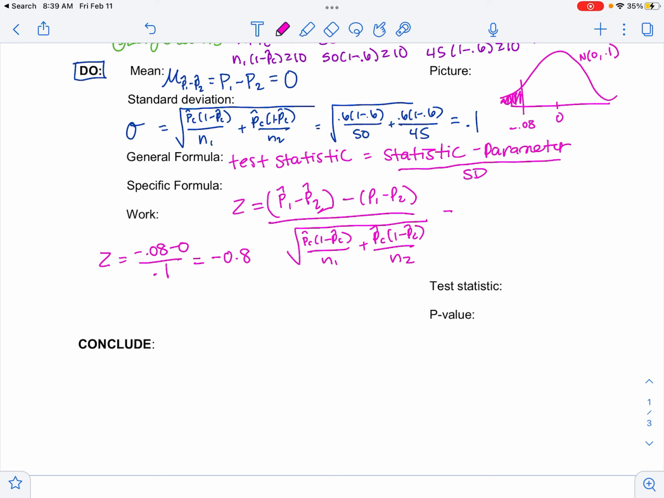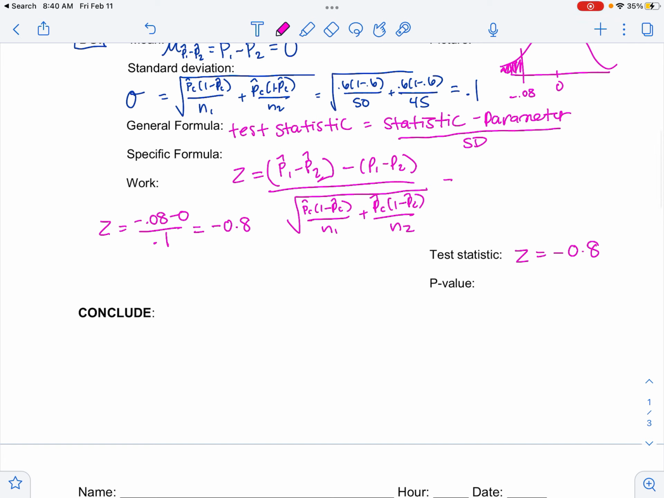For the test statistic, that is our z score, so z equals negative 0.8. And then from there, we can use our z table to find our p-value, which is 0.2119. And now I'm ready to conclude.